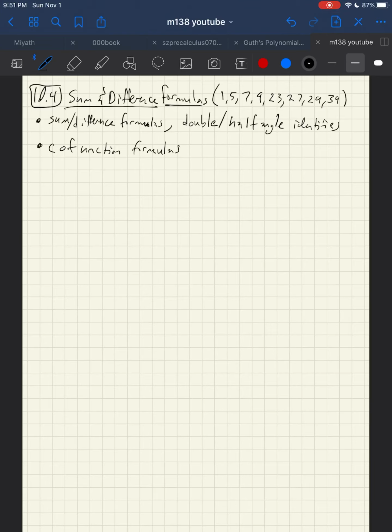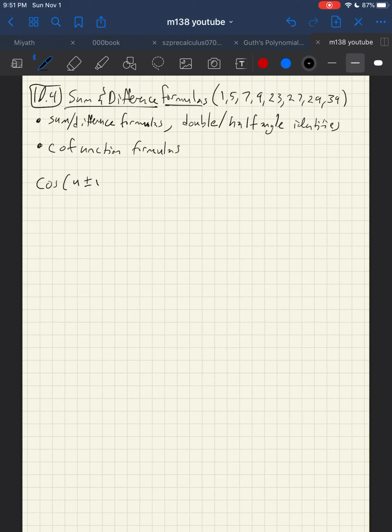So the main thing I want to do is just set up addition and subtraction for cosine and for sine, and then we'll see how to put those together to get the same formula for tangent. So I'm going to give you this little table here.